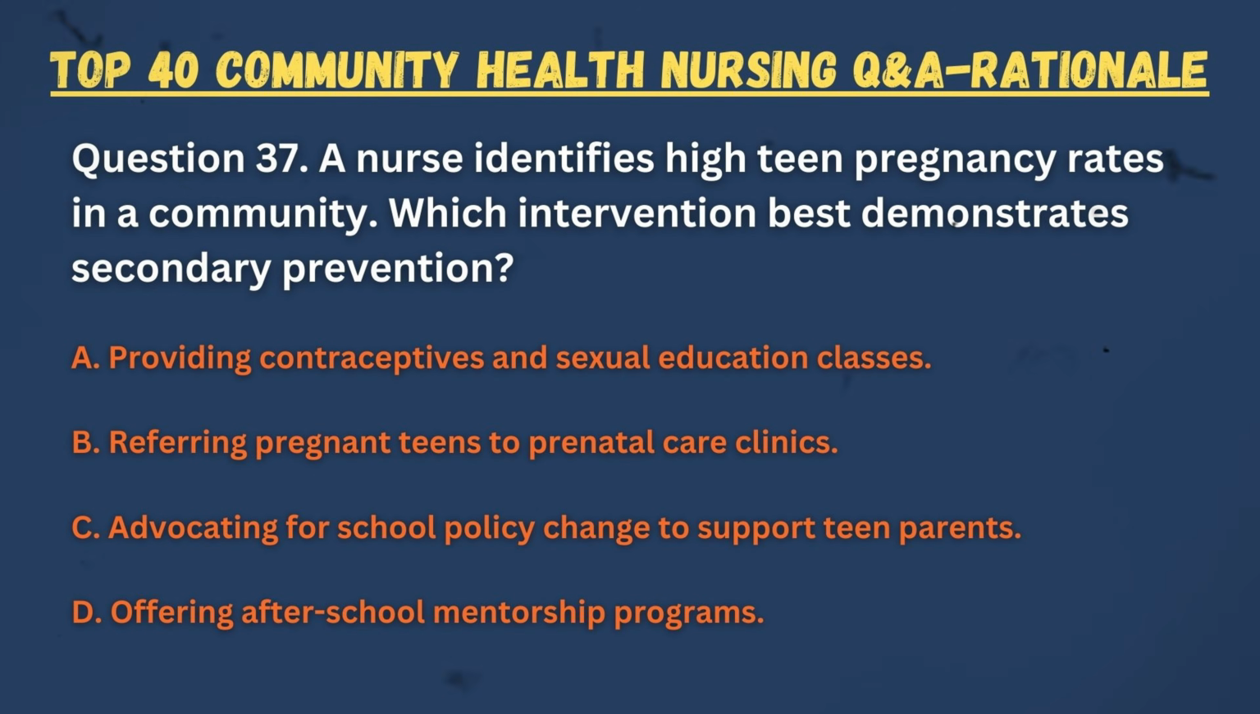Question 37. A nurse identifies high teen pregnancy rates in a community. Which intervention best demonstrates secondary prevention? A. Providing contraceptives and sexual education classes. B. Referring pregnant teens to prenatal care clinics. C. Advocating for school policy change to support teen parents. D. Offering after-school mentorship programs.